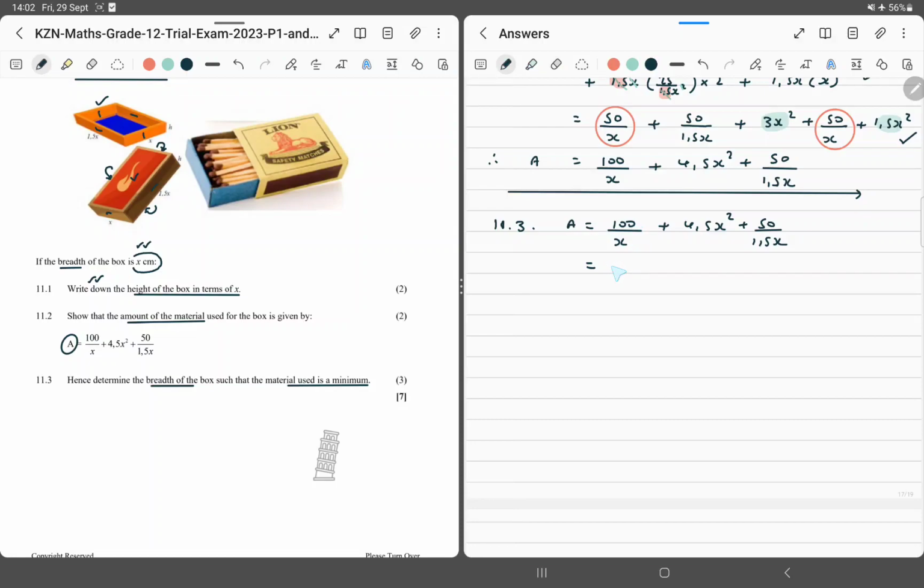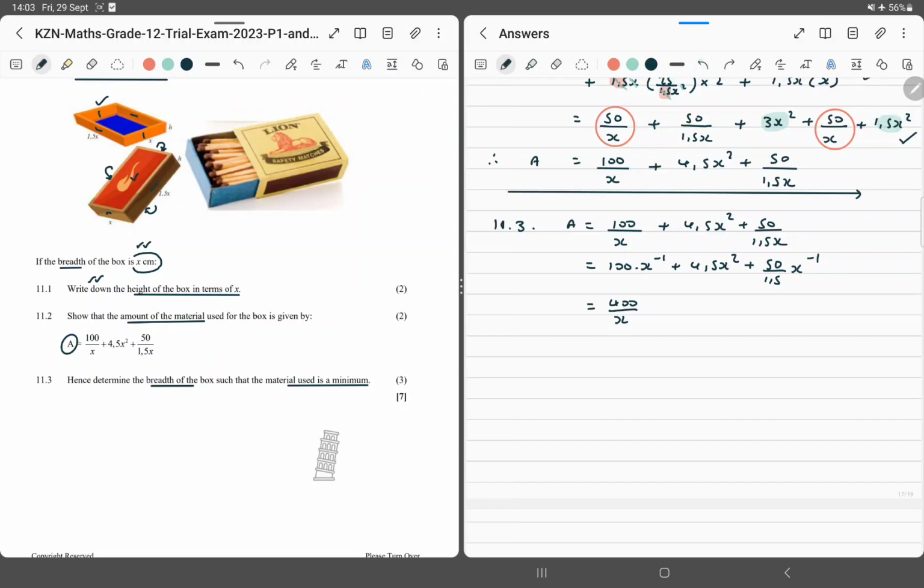Just take this to the numerator, so this is going to be 100 times x to the minus 1 plus 4,5x squared plus 50 over 1,5 times x to the minus 1. Now it starts to make sense that those are like terms, né? Now I'm taking it down, so we're going to have 100 plus 50 over 1,5. So what is that? This is basically 400 over 3.